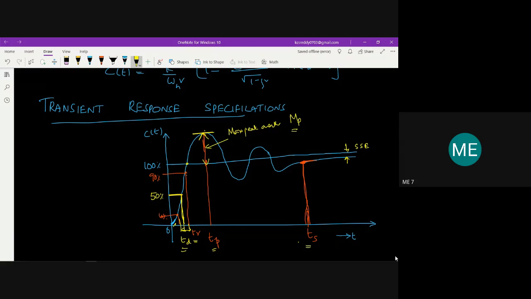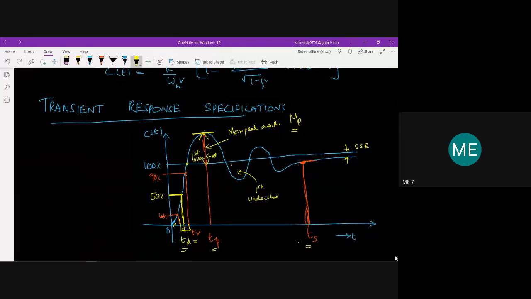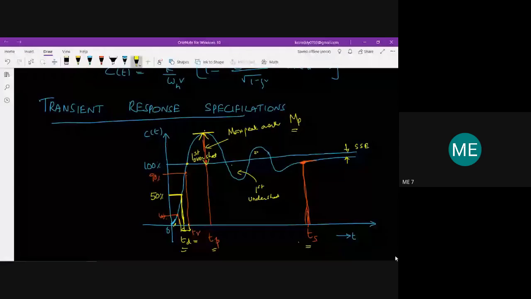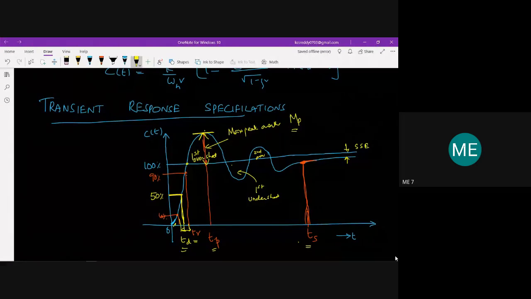It can also be defined as the time at which the response undergoes the first overshoot. This is called the first overshoot, this is called the first undershoot, this is the second overshoot, and this is the second undershoot. So likewise, the peak time can be defined as the time at which the response undergoes the first overshoot.